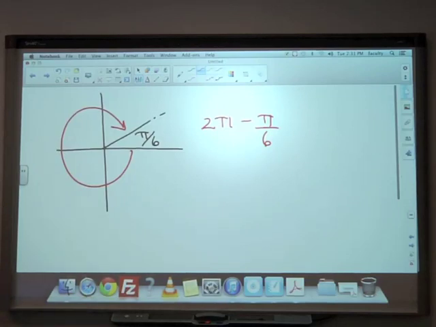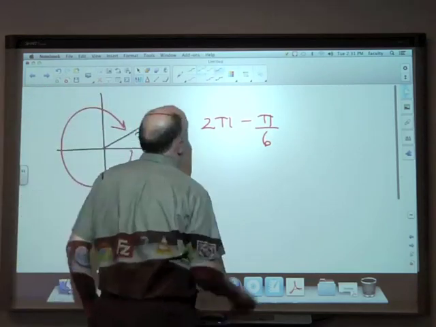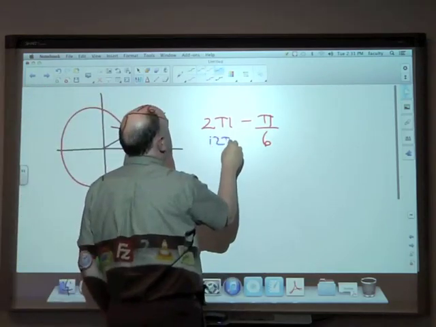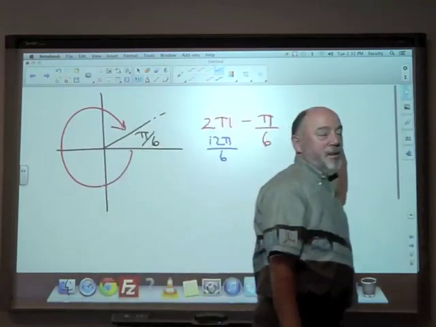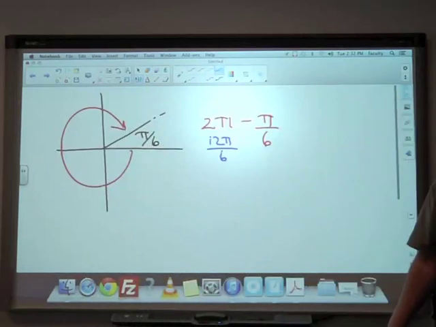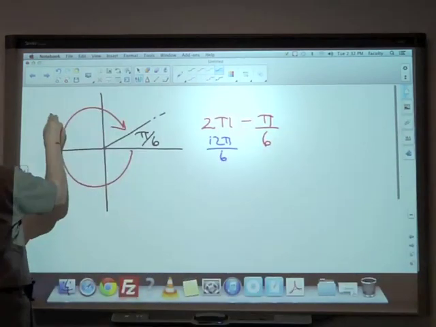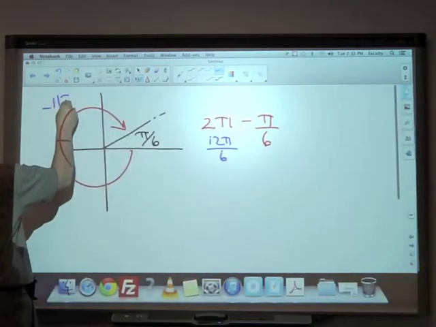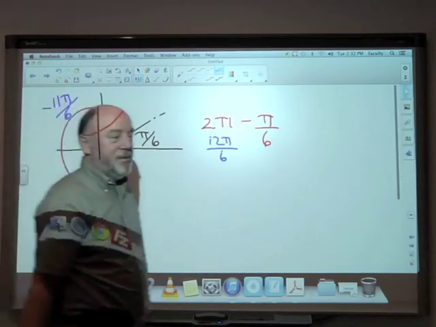The common denominator will be, in this case, 6. So 2 pi, I can rewrite as 12 pi over 6. So 12 pi over 6 minus 1 pi over 6 will give us 11 pi over 6. It's going to be negative because it's going backwards. So this is going to be negative 11 pi over 6.